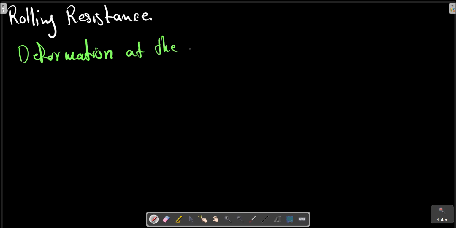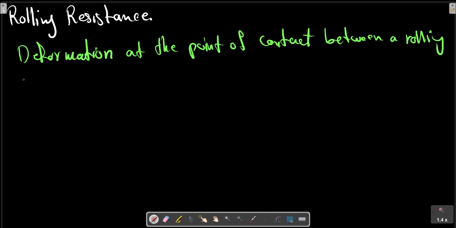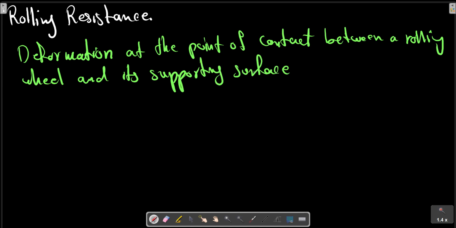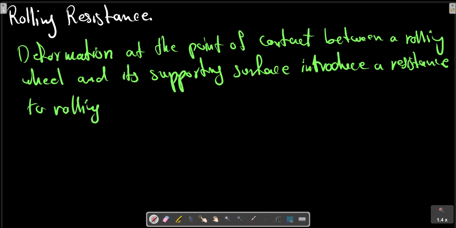At the point of contact between a rolling wheel and its supporting surface, deformation introduces a resistance to rolling, which we mentioned only briefly.